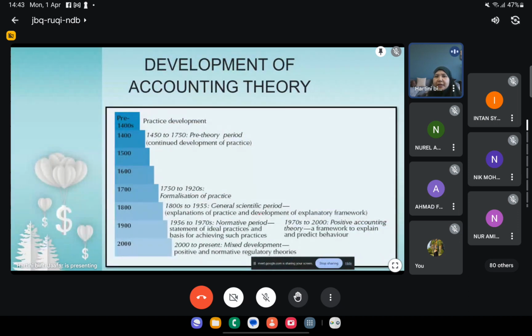Okay, now after we have looked at the two types of approaches to formulate accounting theory, we move on to the more boring part, which is the development of accounting theory. Macam history lah kan. History ni memang bosan sikit, boleh berdengkur tengok benda ni.